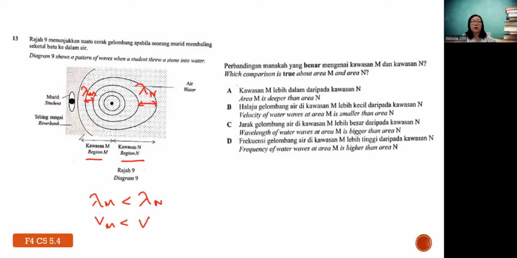They travel slower, how come they are slower? Because of the depth. So basically, this region is shallow, compared to M, which is deep.